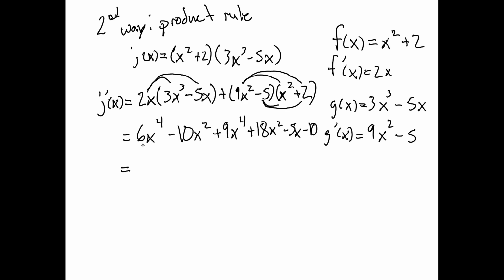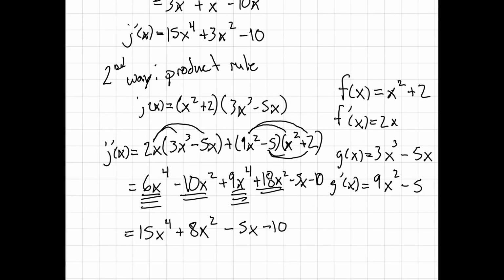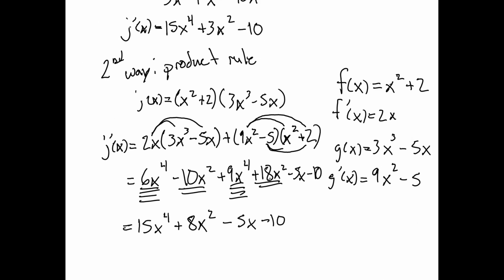Now the way I like to write this down, 1, 2, 3, 4. Those are our 4th degree terms. So we have 6x to the 4th plus 9x to the 4th gives me 15x to the 4th. Negative 10x squared plus 18x squared gives me plus 8x squared. We have minus 5x minus 10. And that is not right. What's going on?